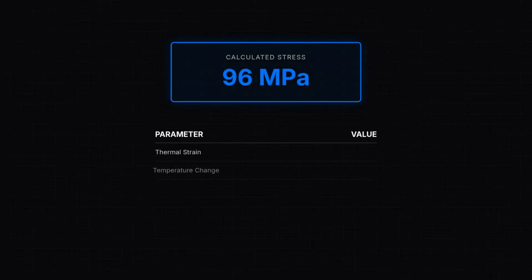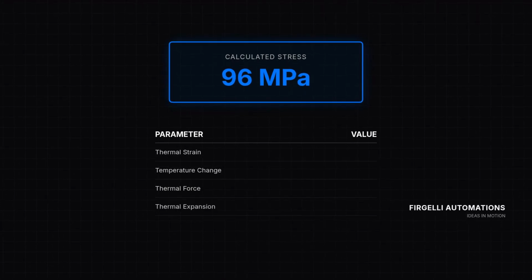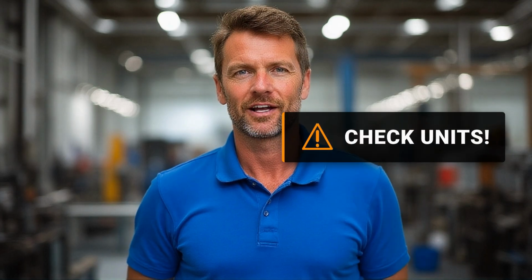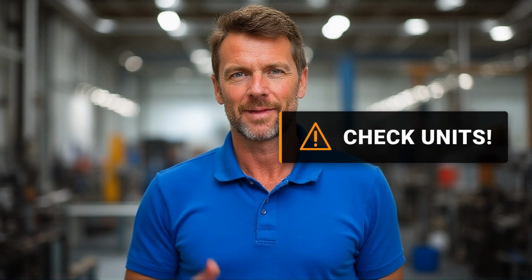The results show thermal stress of 96 megapascals. This tells us the internal stress developed when the beam cannot expand. The calculator also displays thermal strain, temperature change confirmation, and, if applicable, thermal force and thermal expansion values. Remember, always verify your coefficient units match the calculator's requirements to avoid order of magnitude errors.